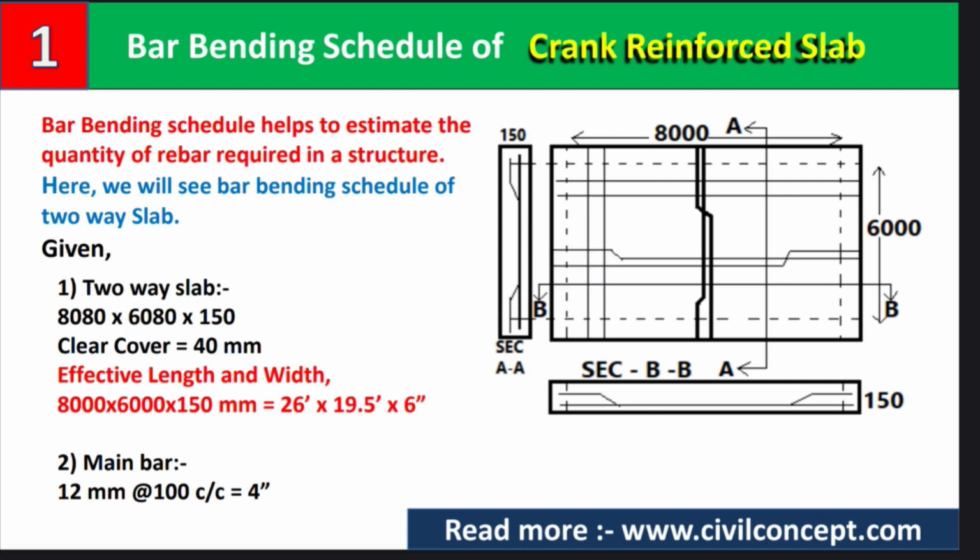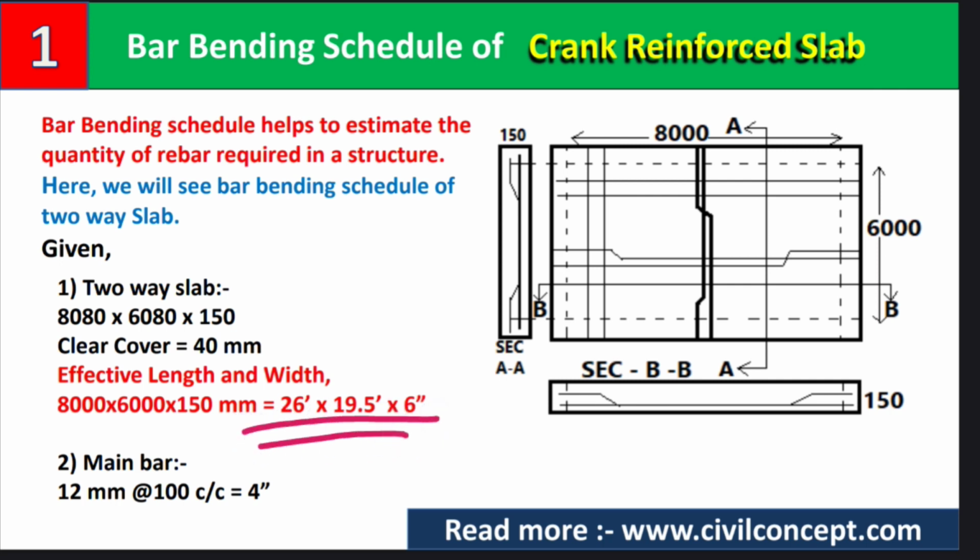First, in number 1, two-way slab, the size of the slab is 8080 by 6080 by 150, which is the length, width and depth of the slab. The clear cover is 40 mm, and on the side of the slab the clear cover is also 40 mm. Now the effective length and width of the rod will be 8000 by 6000 by 150, which equals 26 feet by 19.5 feet by 6 inch. If we convert it into feet and inch, we get these measurements.